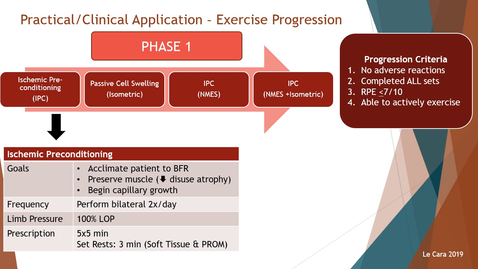You're going to do 5 by 5, so 5 rounds of 5 minutes where they're just passively sitting there under occlusion. So the whole thing is going to take approximately 25 minutes, a little bit longer because you're going to have 3-minute rest periods within that where you're going to do a complete deflate. During those 3 minutes, it provides a therapeutic opportunity to do soft tissue work and or passive range of motion. Other interventions can be interleaved with your BFR.